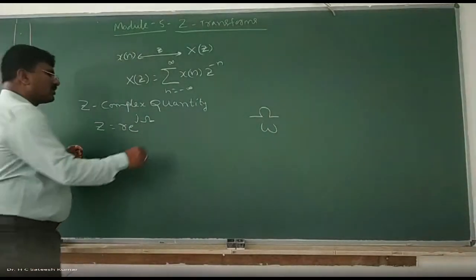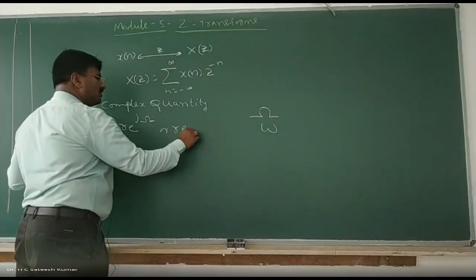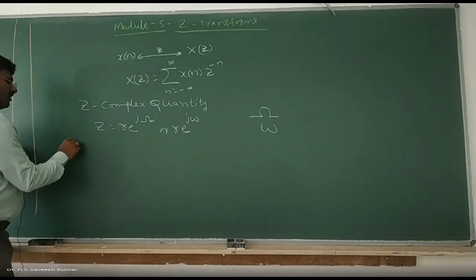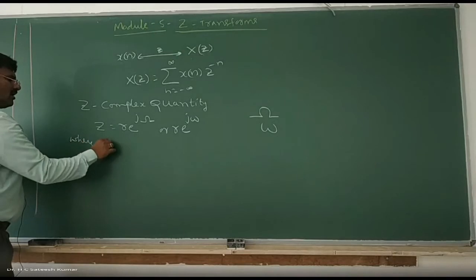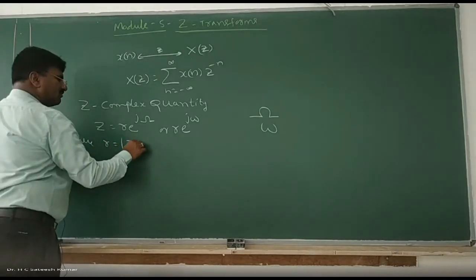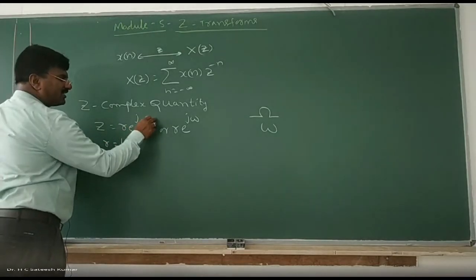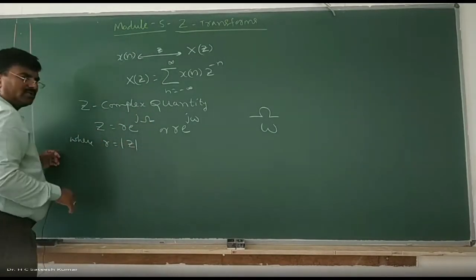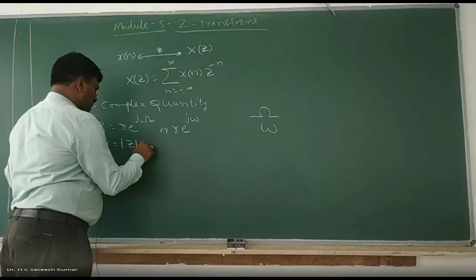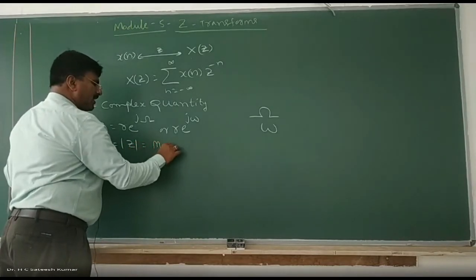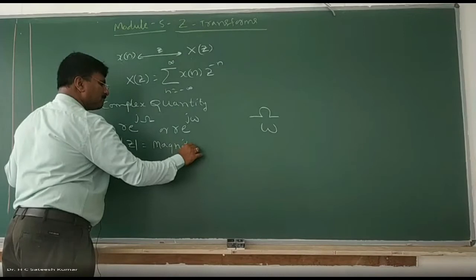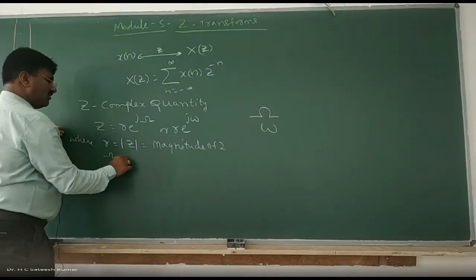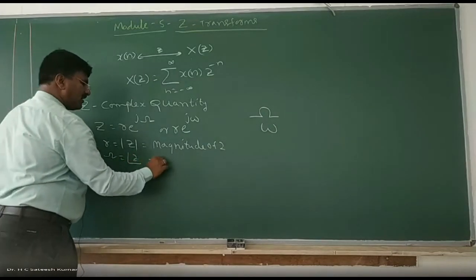Sometimes we use R into e to the power of j omega, where R is the magnitude of Z. These are of the form R into e to the power of j theta. R is the magnitude, omega is the angle. Since Z is a complex quantity, R is the magnitude of Z, and omega is the angle of Z, the phase angle of Z.